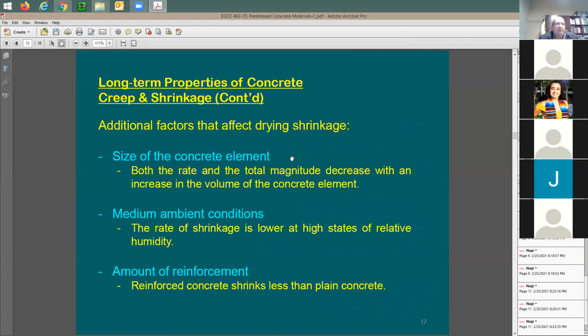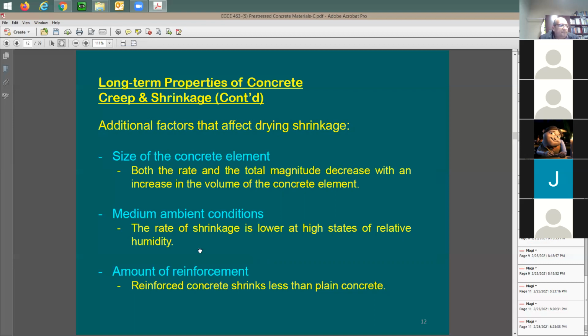Size of the concrete member is going to be affecting the shrinkage. When the concrete member is large, you're going to have what? More shrinkage. How about the ambient condition, like the temperature and the humidity? What's going to happen there? If it's going to be more humid versus dry, which one do you think is going to be affecting the concrete shrinkage? You're going to say if this is going to be dry condition, of course, I'm going to have more shrinkage.